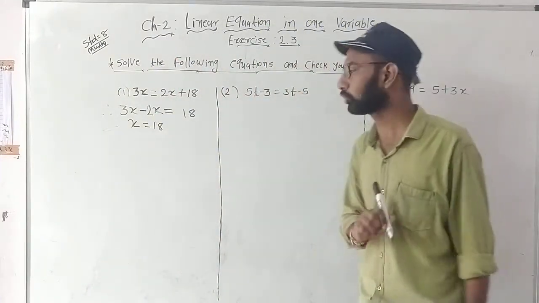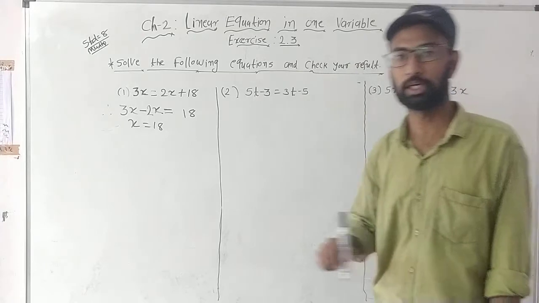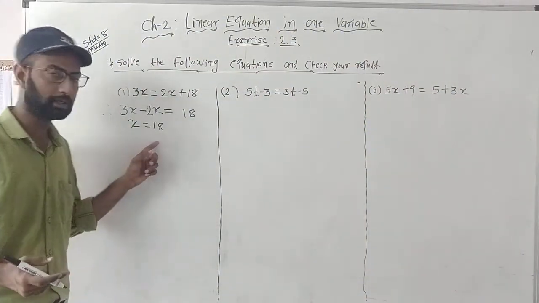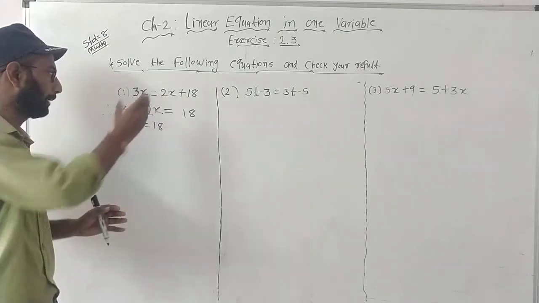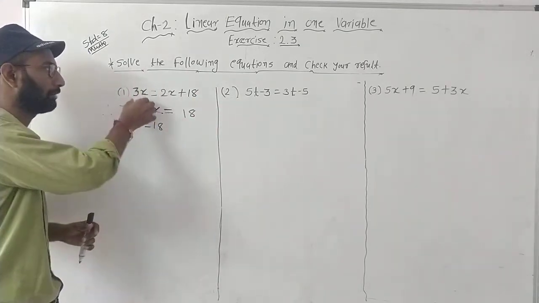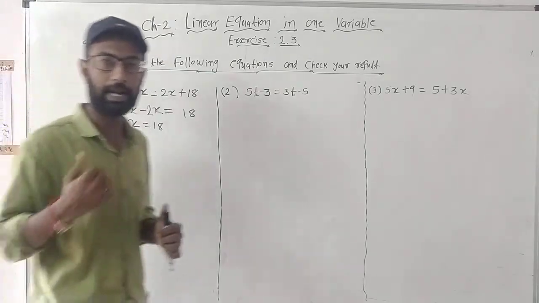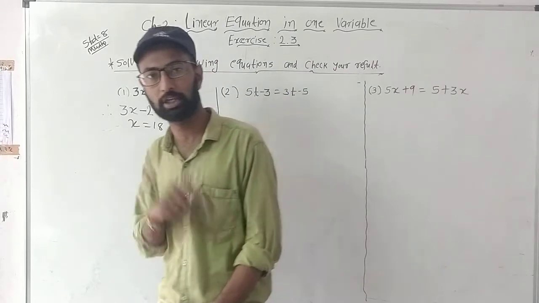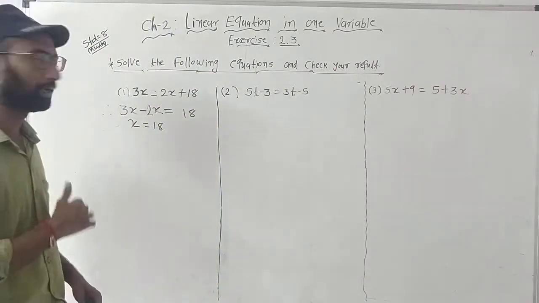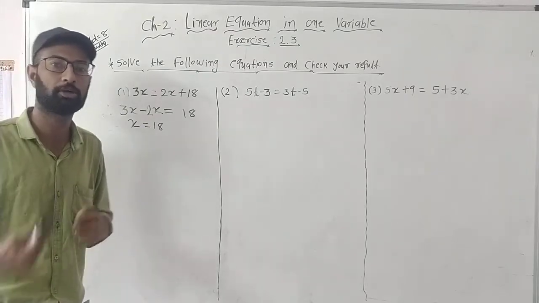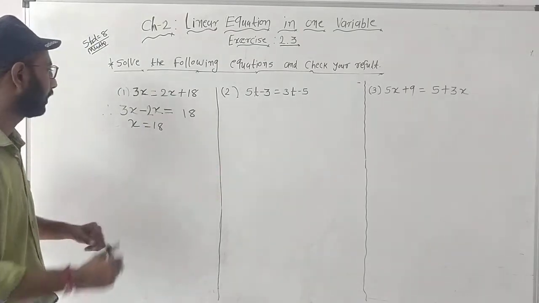Now I have been told to check the result. How can I check the result? I just put the value 18 on the left side and the right side. मैं x की वैल्यू जो है वो लेफ्ट साइड में भी रखूंगा और राइट साइड में भी रखूंगा. If I am getting the same answer both ways, then that means my answer is correct and I have checked my answer. Let me see how.